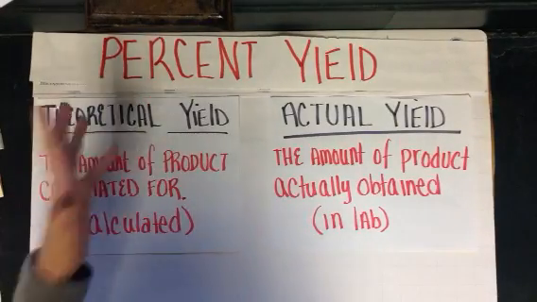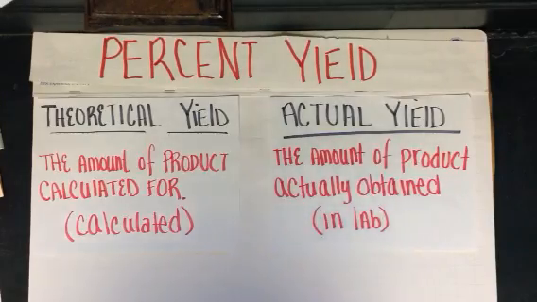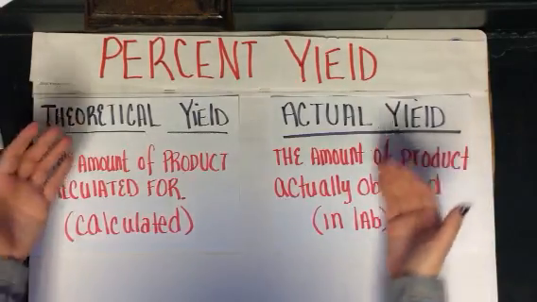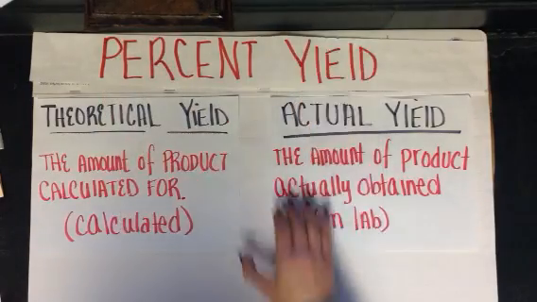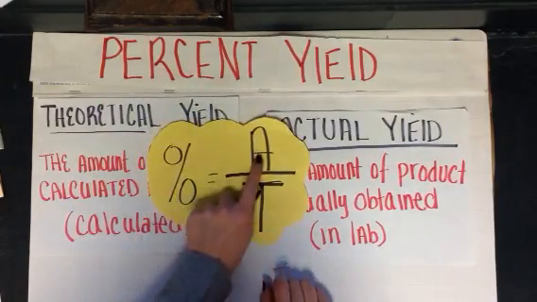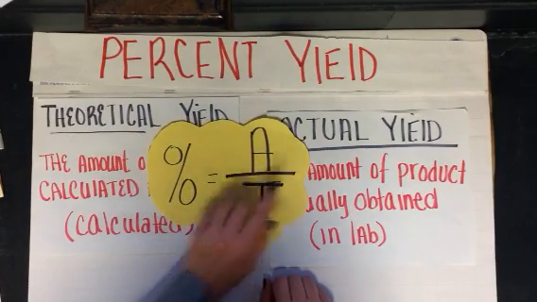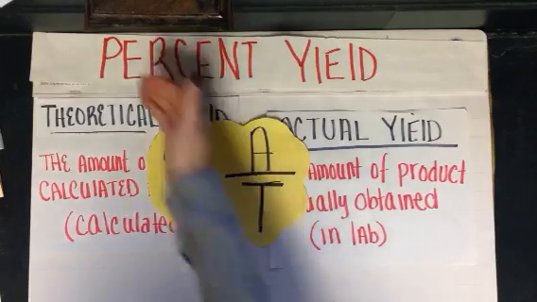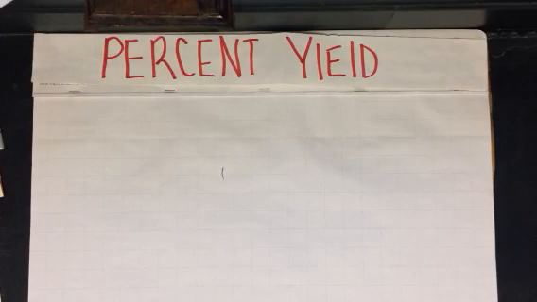Theoretically in lab, you should get 5 grams, but you dropped a little, and so you only got 3 grams in lab. When we compare these two, we can get what's called a percent yield. Percent yield takes your actual and divides it by your theoretical, times 100, to get your yield. Okay? Let's take a look at our chemistry example.